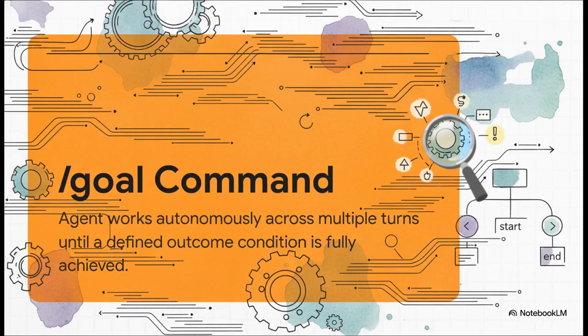Now this is without a doubt the biggest paradigm shift in this entire update. The /goal feature introduces persistent, outcome-based execution. That means the agent works autonomously across multiple turns until a defined completion condition is fully achieved. For those of you familiar with OpenAI's Codex, you'll notice this functions very similarly. It fundamentally stops us from having to manually prompt the model every single step of the way.